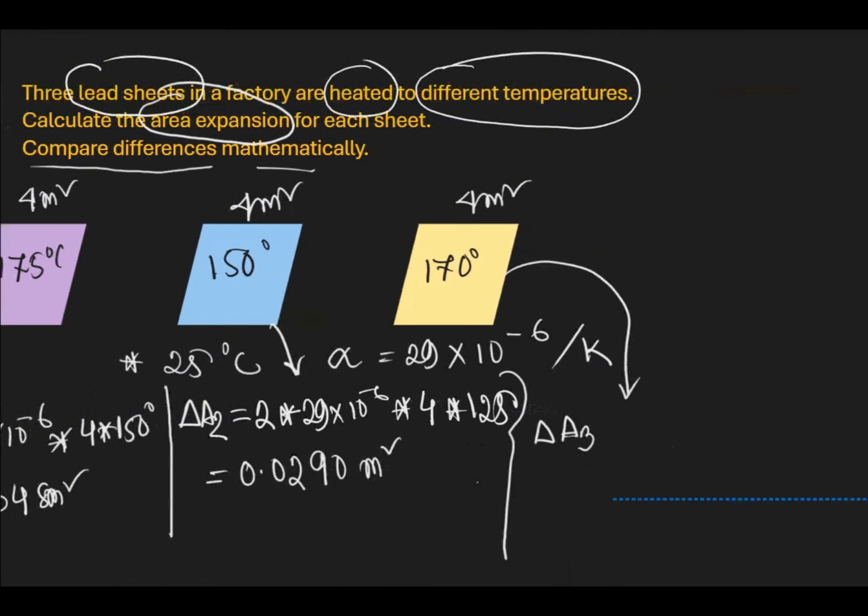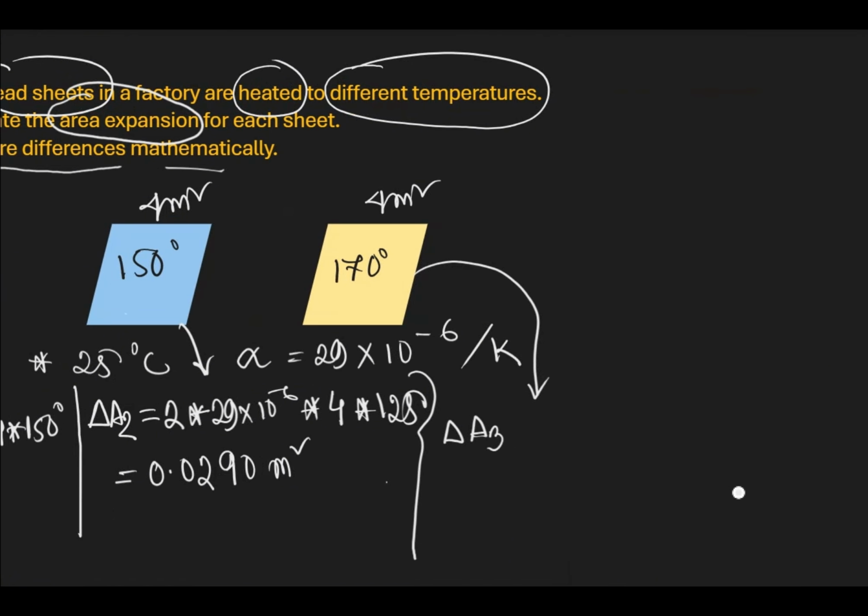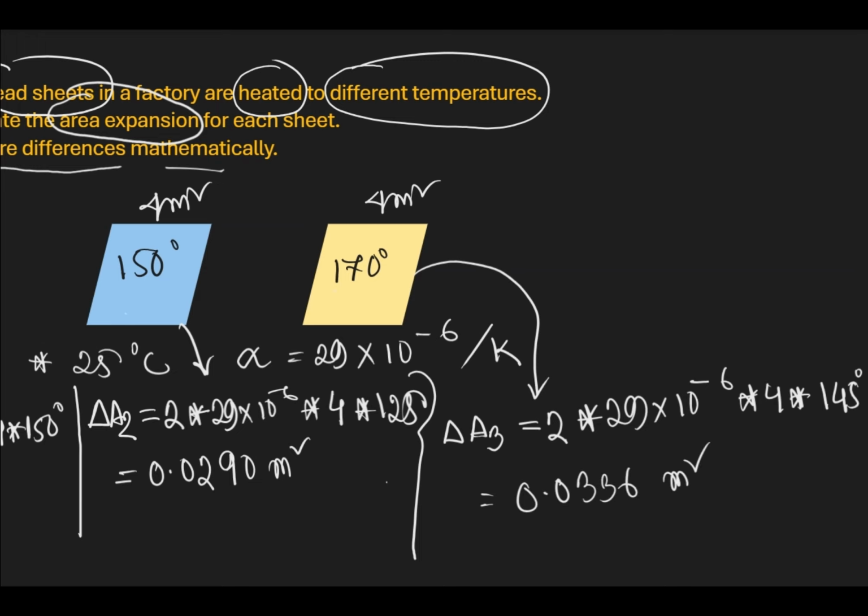Same as here, the value will be 29 times 10 to the power minus 6, times the area 4, and the temperature 170 minus 25, which means 145 degrees Celsius. So the result would be 0.0336 meters square. So we have got all the 3 values.